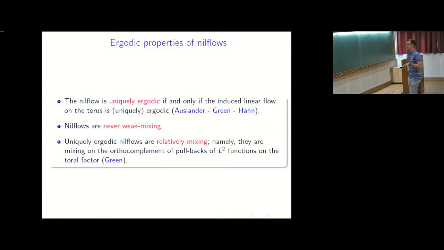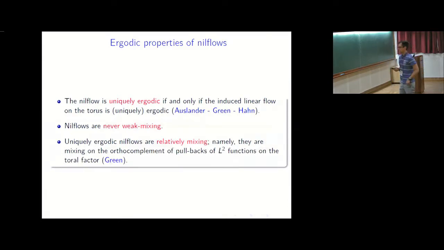So what this result is suggesting to us is that although they are never weakly mixing, the only obstruction to mixing is the presence of this toral factor. And if we are able to destroy this toral factor, maybe we can see mixing. So this is a bit the heuristic.